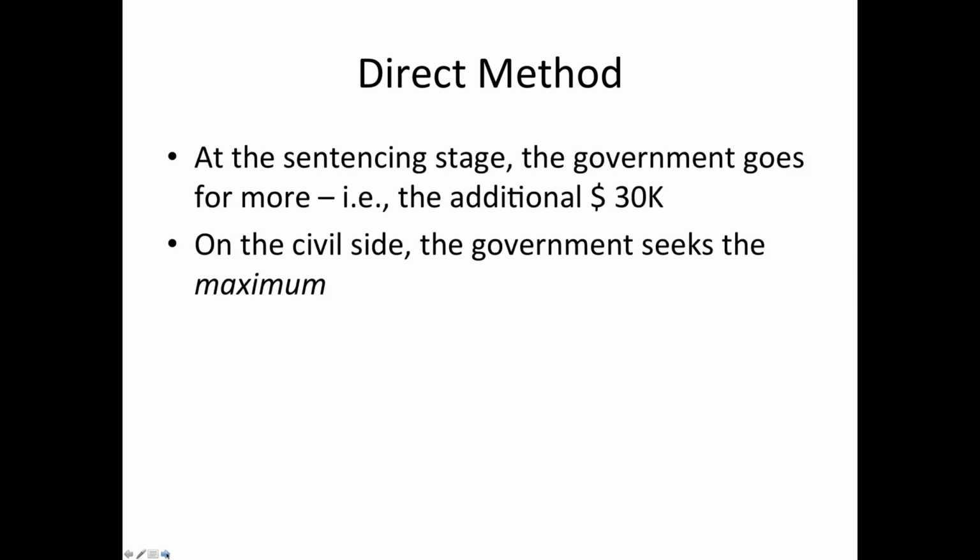At the sentencing stage, so now we move up to post-conviction where the defendant has been convicted, the government goes for more. And in the example that I just gave you, where there was $110,000 of unreported income, you bet your pants that the government's going to go for the additional $30,000 at the sentencing phase. And that's because they are operating under a lower burden, and that's also because the tax loss number drives what the sentence is that the defendant serves.